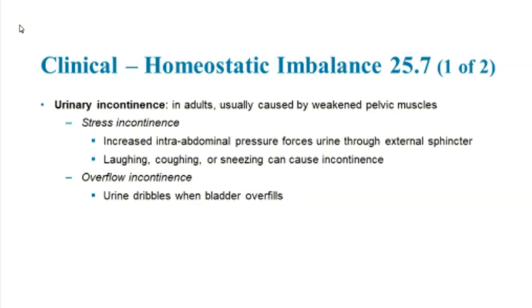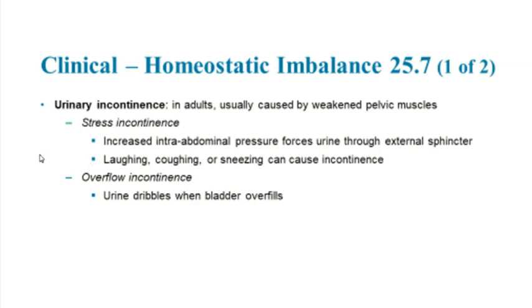The first is urinary incontinence. Incontinence describes our inability to contain urine within the urinary bladder. Urinary incontinence is typically a result of weakened pelvic muscles after childbirth or surgery. Stress incontinence is a type of incontinence that occurs when intra-abdominal pressure pushes urine through the external urethral sphincter and promotes voiding of the bladder when voiding is not convenient for us.